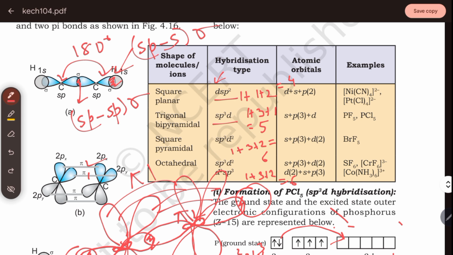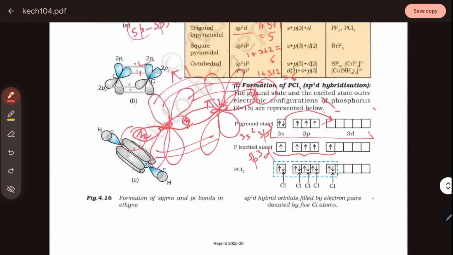And this d orbital is always n-1 d, an inner d orbital. If it is an inner d orbital, then it is n-1 d, combination of ns and combination of np2. That gives rise to dsp2. Square pyramidal is sp3d2, and octahedral is also sp3d2. So remember that here you have to see whether there is a lone pair or not. If there is a lone pair, the geometry will be distorted.